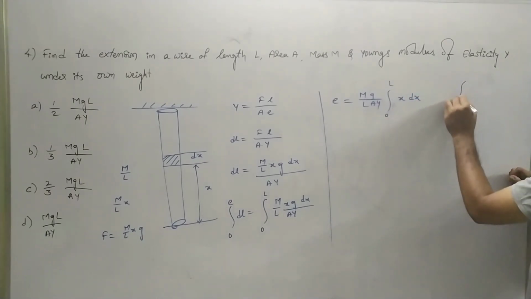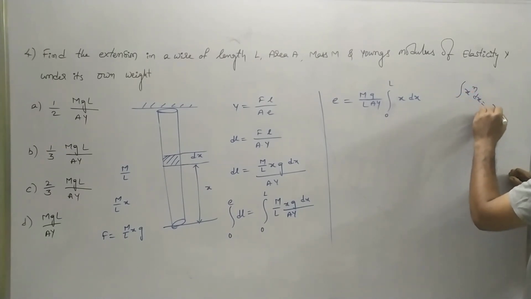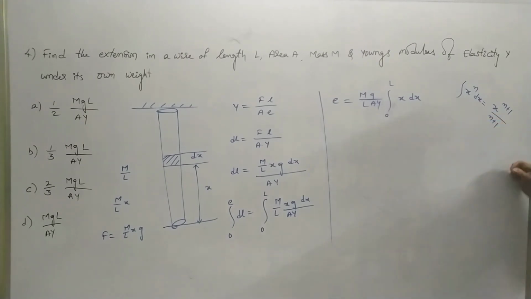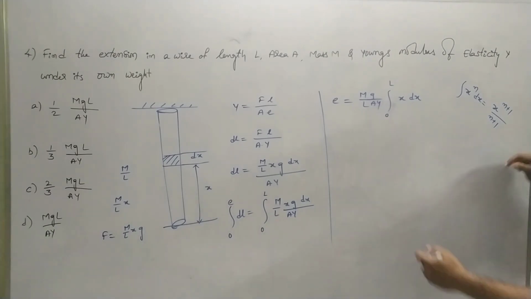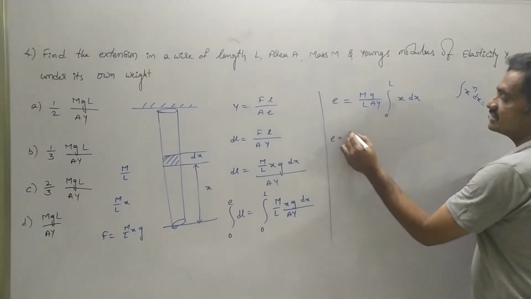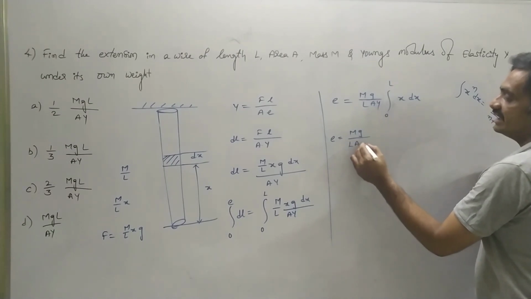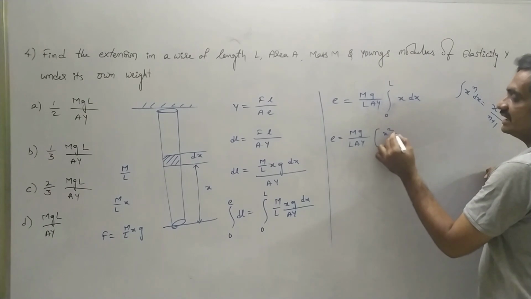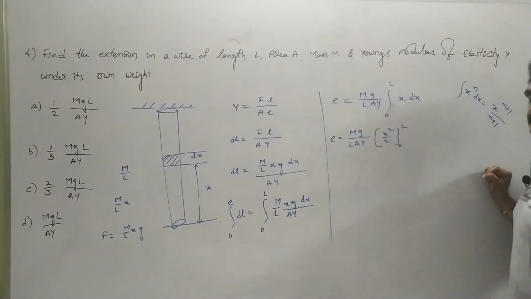And we know that the integration of x to the power of n dx is equal to x to the power of n plus 1 by n plus 1. In the place of n, here we have to substitute 1. 1 plus 1 is 2. Then e is equal to mg by LAY into x square by 2 within the limits 0 to L.